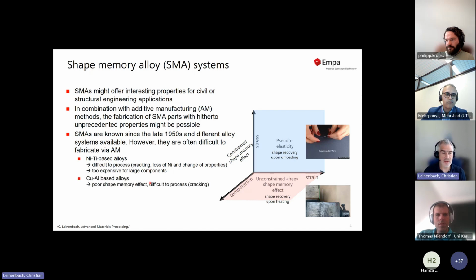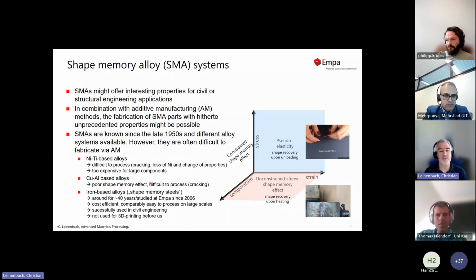Other systems that are known are these copper-based alloys. However, they have a fairly poor shape memory effect, and are also very difficult to process. And then there's the class of iron shape memory alloys, or often denoted shape memory steels. They have been around for 40 years, and here at Empa, we've been studying them since 2006. In comparison to other alloys, they are fairly cheap and comparatively easy also to process on large scales, and they have been successfully used in civil engineering. However, before we started to work on several of these alloys, they had not been really studied in the context of additive manufacturing.